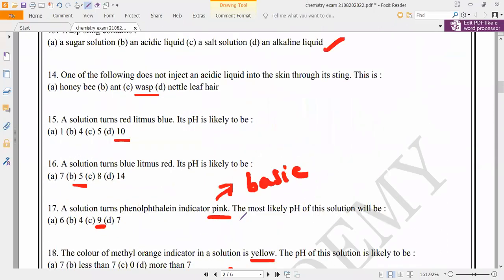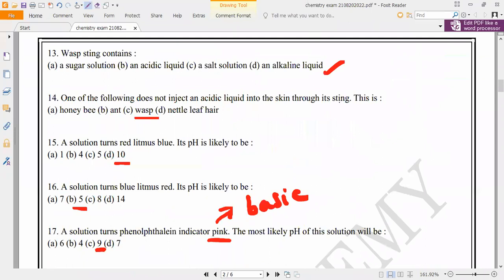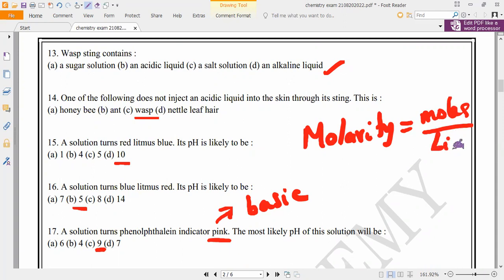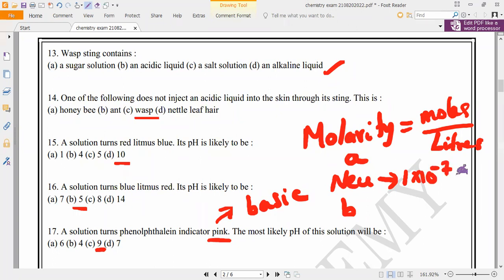Understand? Now, I want to say something here. All of you should note it down. Molarity I have taught you. Have you remembered? Molarity is equal to moles per liter. Is it yes, guys? Please respond. I already taught you. If you remember or not, I don't know. If you take a neutral substance, an acidic substance, and a basic substance, for a neutral substance, molarity is equal to 1 into 10 power minus 7 M.